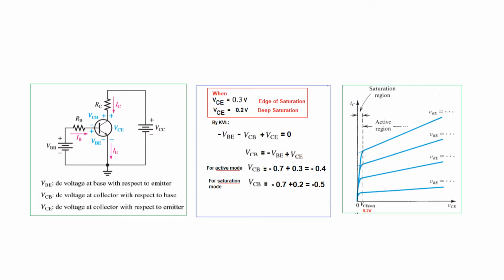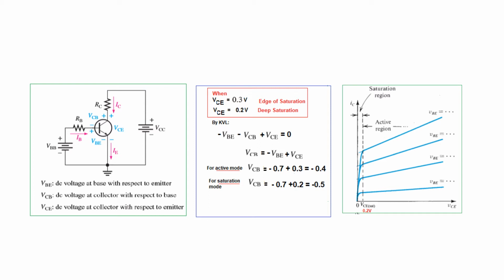Now, as we have discussed here, for active mode, VCE should be 0.3 or greater. So we plug in the value of VCE 0.3. VBE, we know it is 0.7. So we plug in that value. So VCB, if it is minus 0.4 or minus 0.3 or minus 0.2, etc., then it is operating in the active mode.